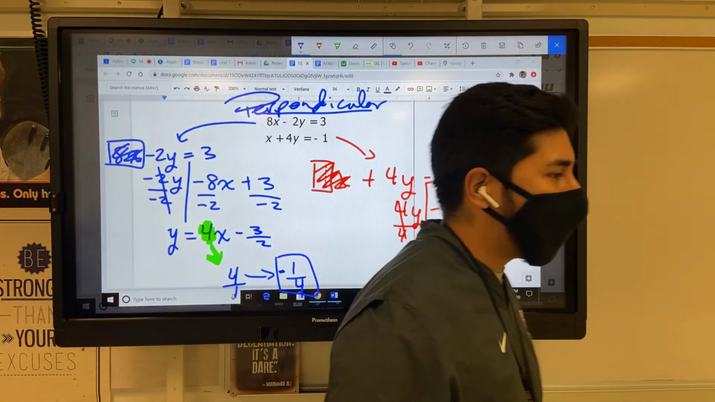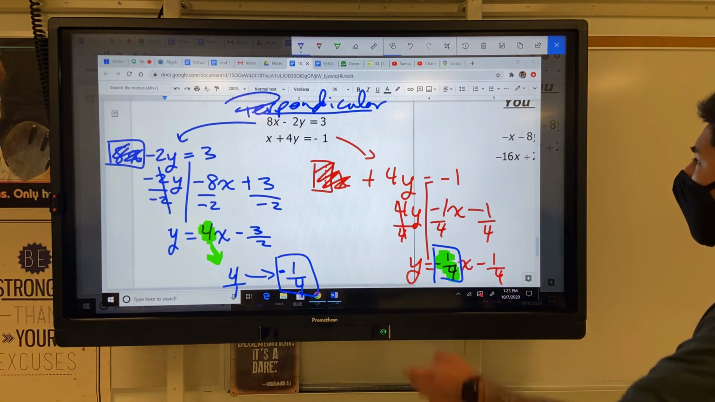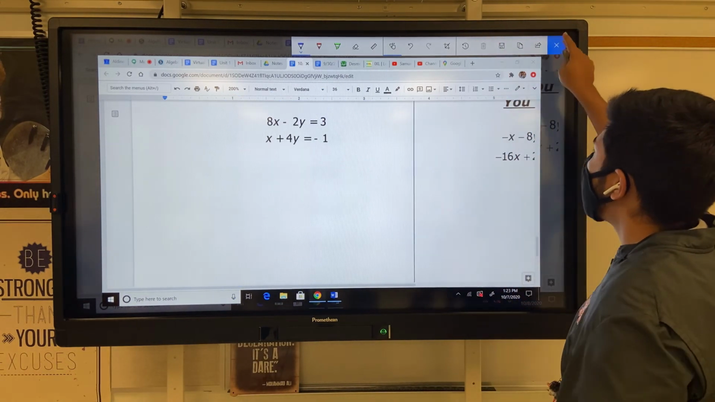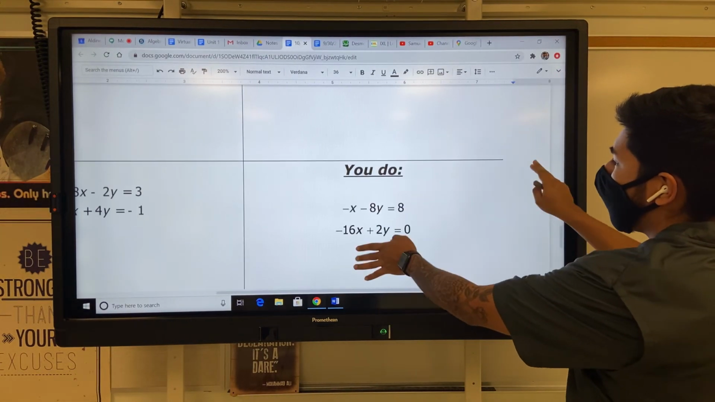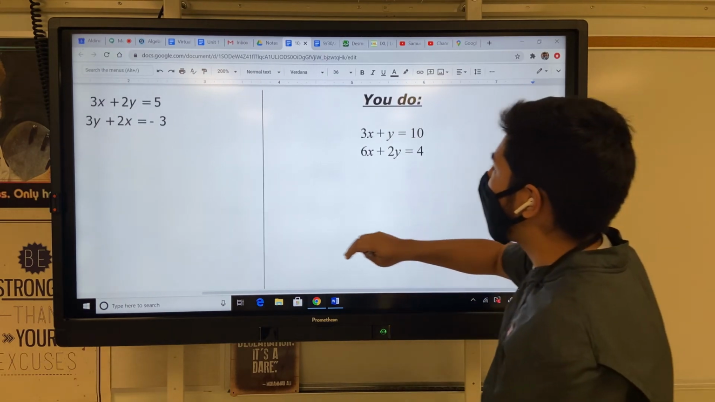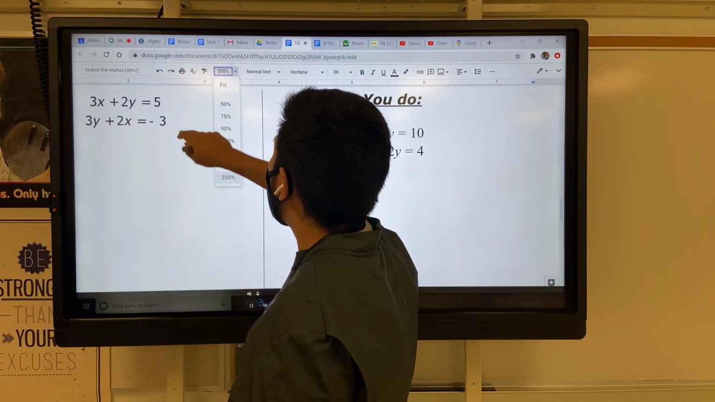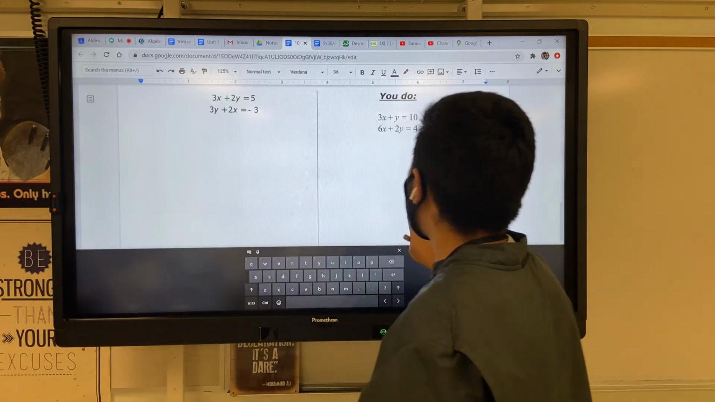Awesome, awesome. Now I don't want to waste too much time explaining your problems, so you all go ahead and give it a try. Let me just look at it real quick so I can tell you if they're parallel or perpendicular, and you work it out on your own.